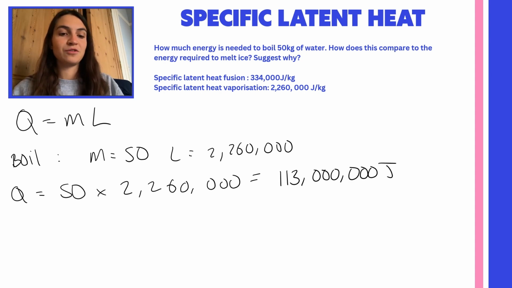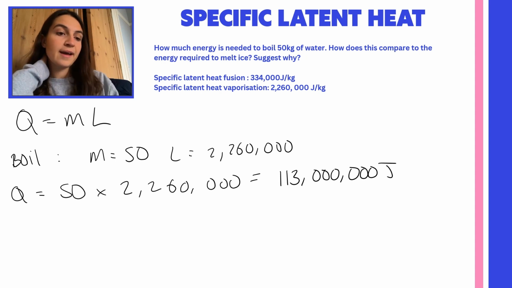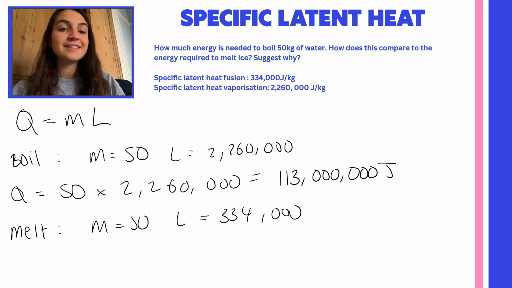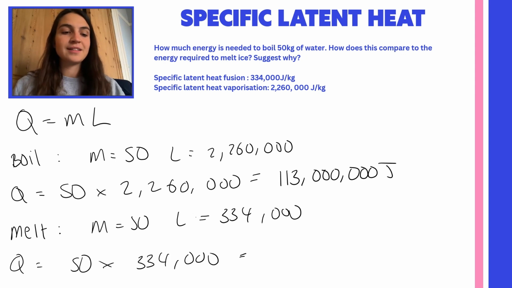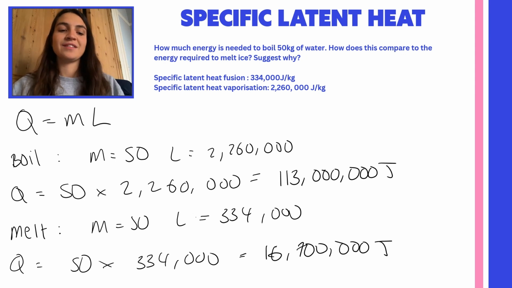113 million joules. Okay, next, to melt ice, we have the same idea, 50, but this time it's specific latent heat of fusion, the idea of fusing things together, so that's between solids and liquids, and we have 50, therefore your mass times L, 334,000, and that gives us 16,700,000 joules. So how do they compare to each other?